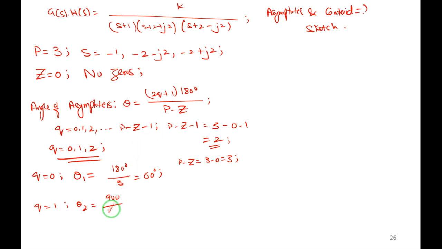Divided by P minus Z is 3. So 3 to the 6, 3 3 is 9. So 900 divided by 3. So 300 degree I am getting. Somewhere I have done something wrong. Just let me check it.